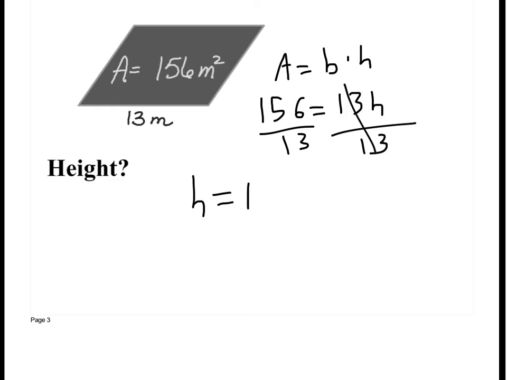It is 12. Now the question is, what's my units? Is it meters squared or is it meters? It is meters. Height and base are a linear unit, meaning it's one direction. It's not two-dimensional. So it's always meters, or feet, or centimeters. It's not a square unit. Base and height are not square units. Area is a square unit.